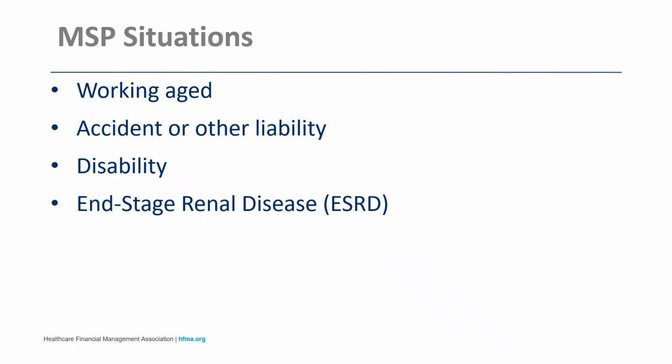The employer is prohibited from offering a supplemental policy in place of the standard group health plan benefits offered to other employees. Accident or other liability is when the patient needs medical care as a result of an accident. The liability insurance company may be responsible for payment. Automobile accidents as well as premise accidents are included in this MSP category. Healthcare providers are required to obtain the billing information for the liability carrier.